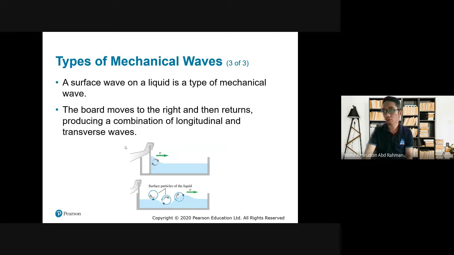We also have a surface wave. For example, we have that as a mechanical wave. The board moves to the right and returns, producing a combination of longitudinal and transverse waves. Basically you see that the wave is actually like that, but the particles are moving in a circular direction.